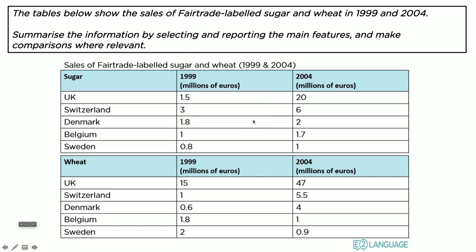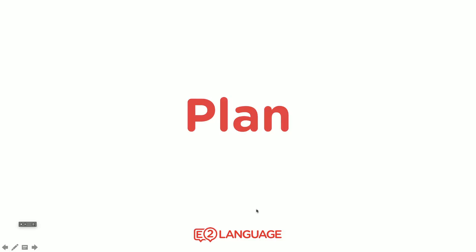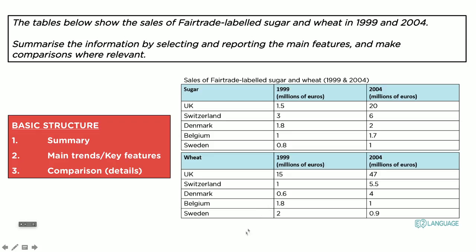Okay, cool. Let's go through the plan now because we want to structure it according to our basic structure, which is the summary sentence. We're going to do main trends here because we do have two time periods. We can talk about increases over time or decreases over time, or stability over time, or fluctuations over time. But we can also talk about key features here because if we look at this, we can start to see some key features. I'll take you through my response in a second.